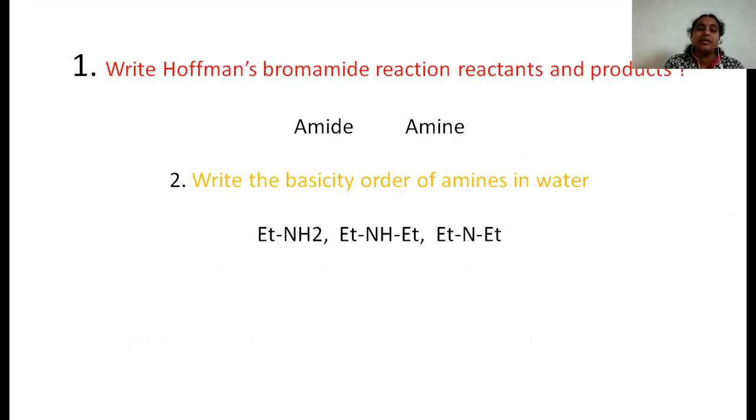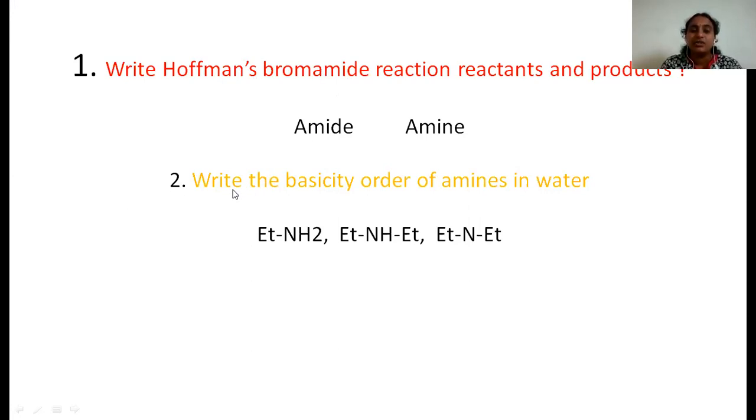The first question is, what is the Hoffmann bromamide reaction, reactant and product? In the Hoffmann bromamide reaction, the reactant is an amide. When it reacts with bromine in the presence of a base, it produces the amine. So here amides are converted into amines, and this reaction is called Hoffmann's bromamide reaction.